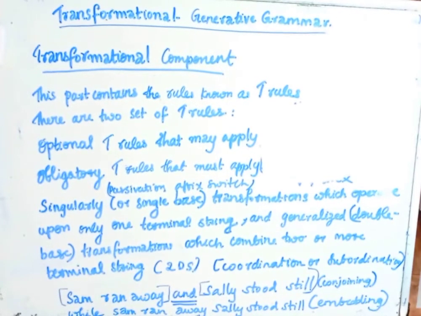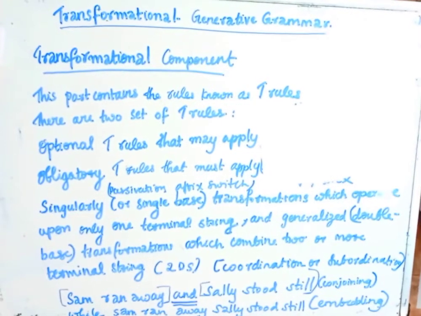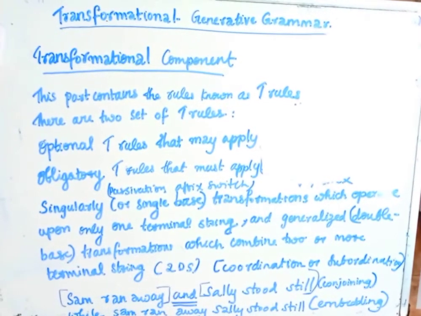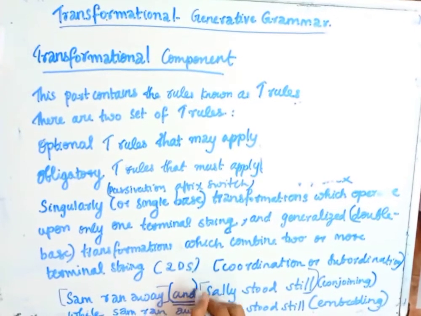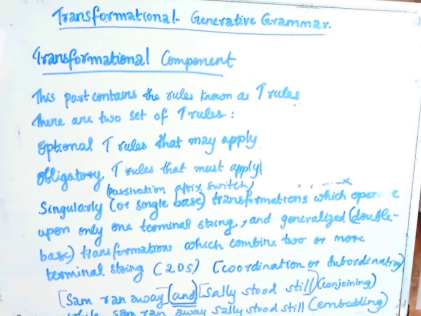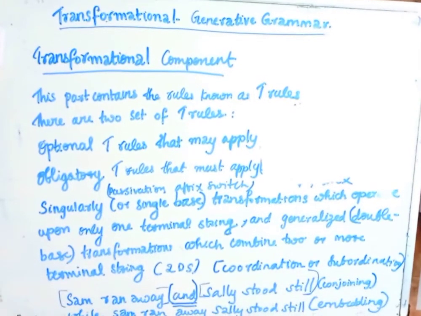For example, let's take the sentence, Sam ran away and Sally stood still. Sam ran away is one terminal string, and Sally stood still is another terminal string, and they are connected together by a coordinating conjunction, and. So here two terminal strings are joined together, or conjoined, by using a coordinating conjunction. So this is a generalized transformation which combines two or more terminal strings.